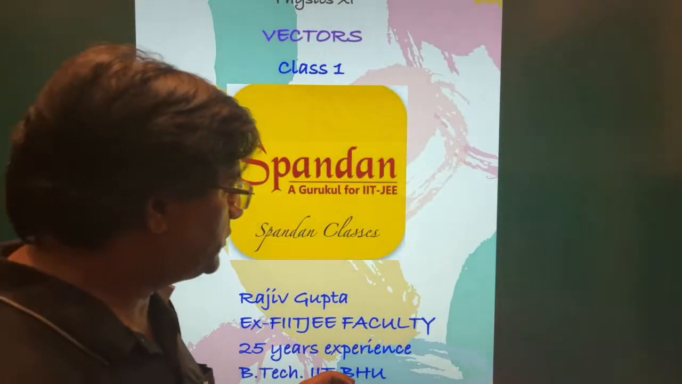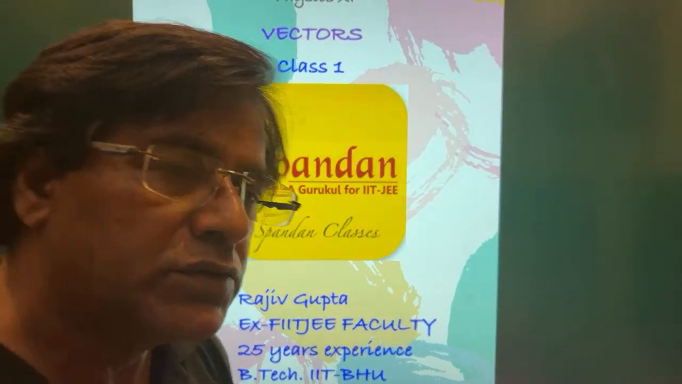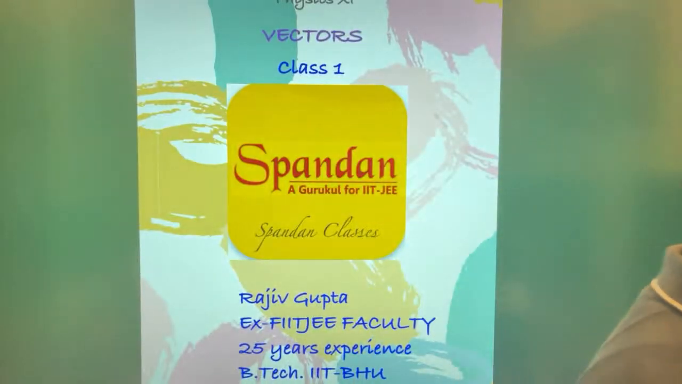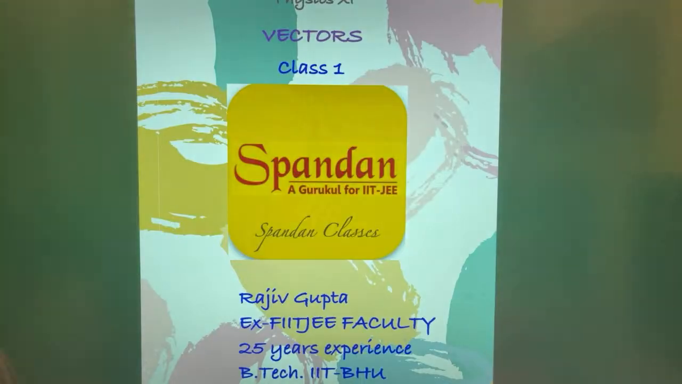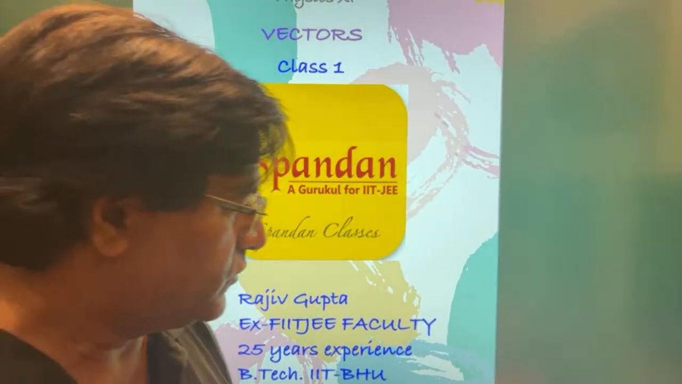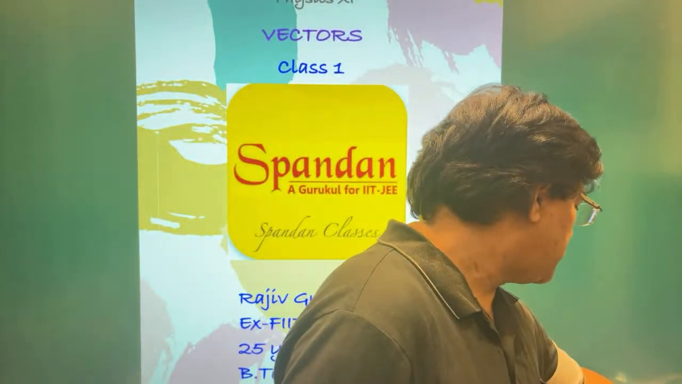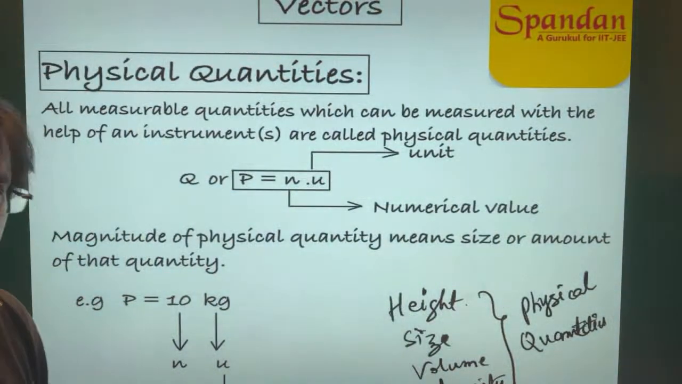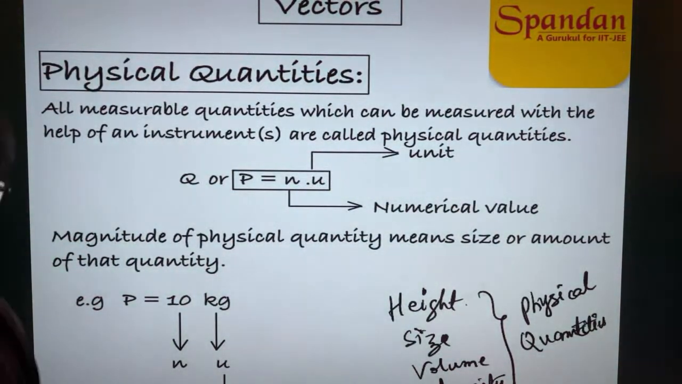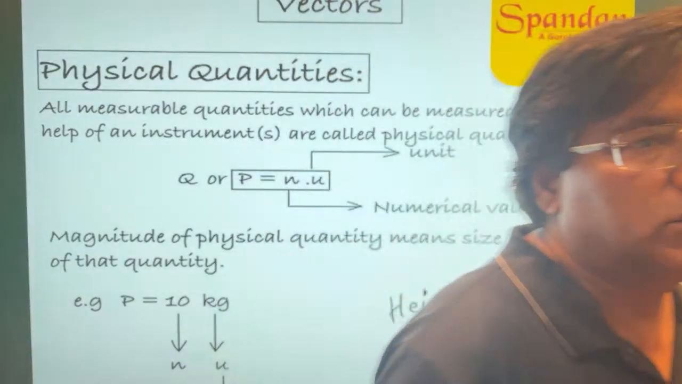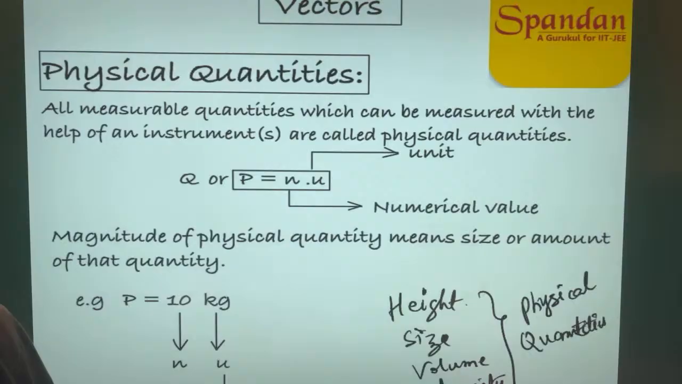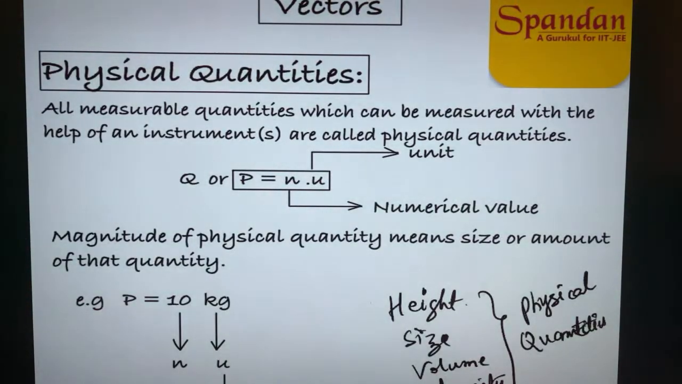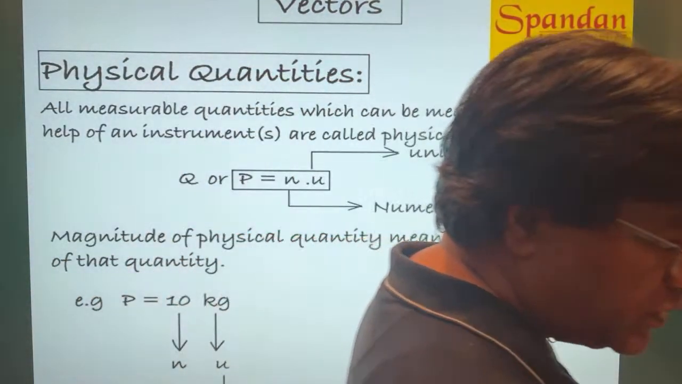So for this vector, let's start vector. So for this vector we will need some quantity. Vector is a physical quantity. So first of all we will understand what is a physical quantity. So with physical quantity we can say a quantity which requires instrument to measure it. So all quantities which can be measured with the help of an instrument are called physical quantities. So at least one instrument is needed.